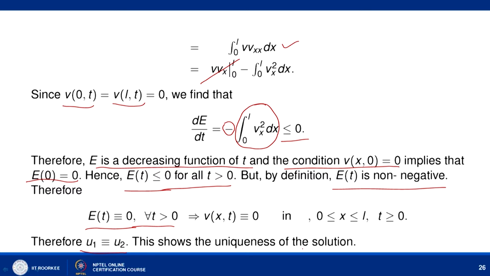So, it means that the solution of the heat equation in a finite domain, if it exists, must be unique.